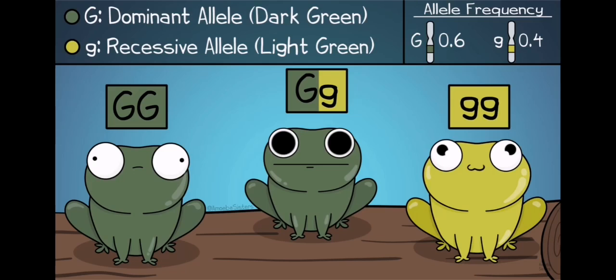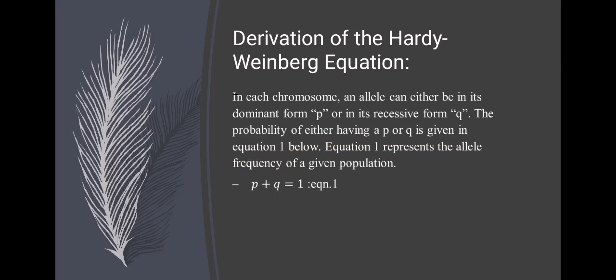Additionally, we can also infer the allele frequency, or the percentage of these traits appearing in a certain population. The dominant trait, which is the dark green, is around 0.6 here, or 60%. The light green, which is a recessive trait, would have 0.4 or 40% chance of appearing. And if you notice, if we add these frequencies, the 0.6 and 0.4, they would add up to 100%. Now, we're going to derive the Hardy-Weinberg equation.